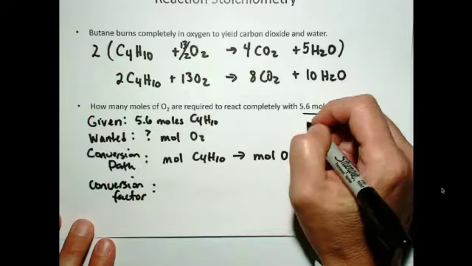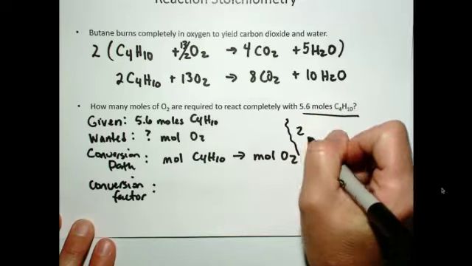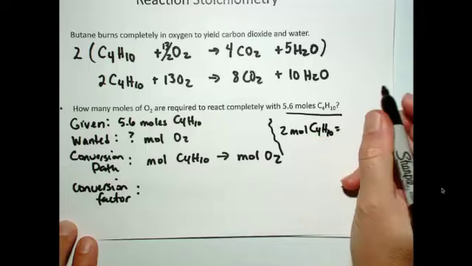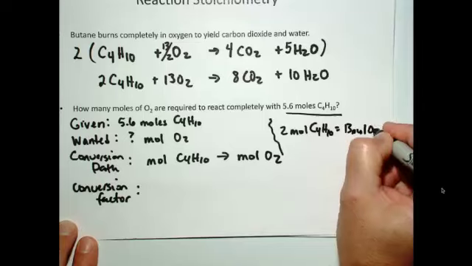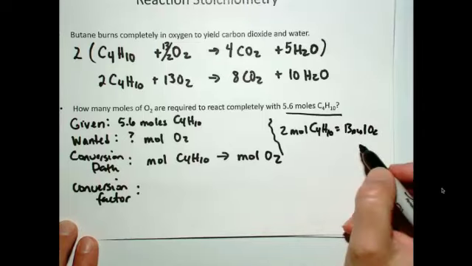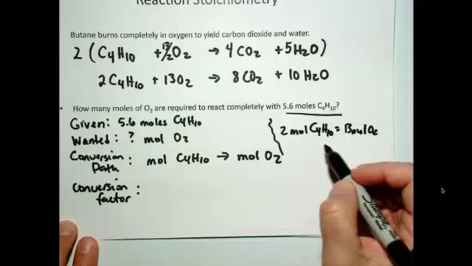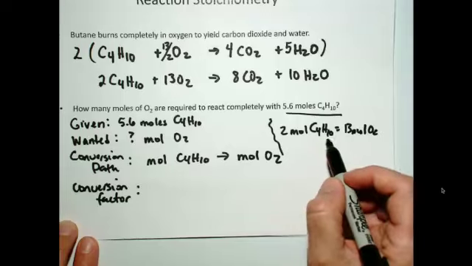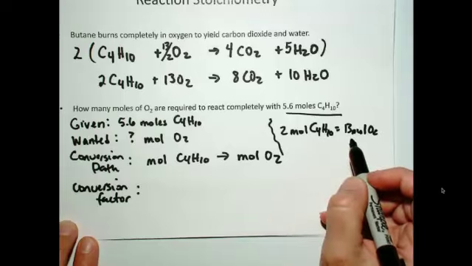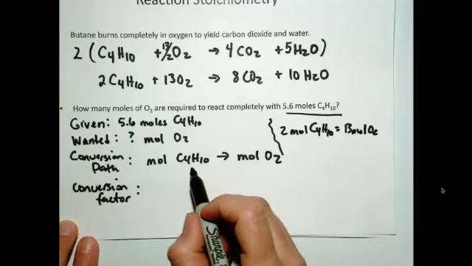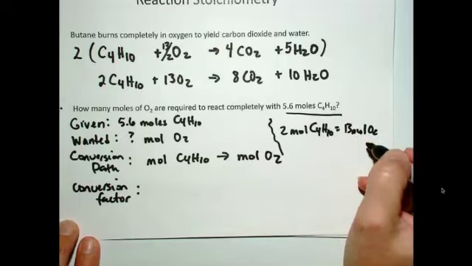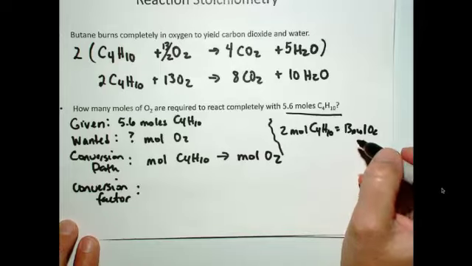So you can actually say, I'm going to do this over at the side here, 2 moles of butane equals 13 moles of oxygen. It's a little equality. It's like a conversion factor. Every time I react 2 moles of butane in this balanced chemical reaction, I'm going to react 13 moles of oxygen. So if I want to make that into a conversion factor, and I know I want to convert from butane to oxygen, then I would divide both sides of the equation by butane.